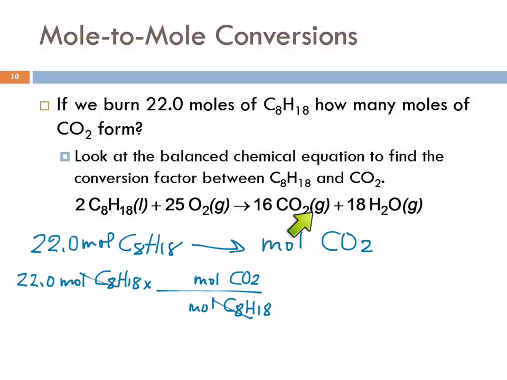For CO2, we find it in the equation. We find the number in front of it, and that's the number that goes in front of it in our conversion factor. What number goes in front of C8H18? 2. That's not hard, is it? So then I just get out my calculator. I've got 22 times 16 divided by 2. And my calculator says 176. The unit would be moles of CO2. Any questions?